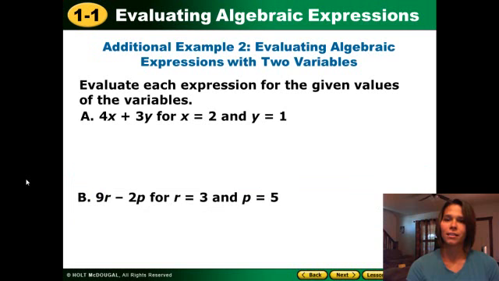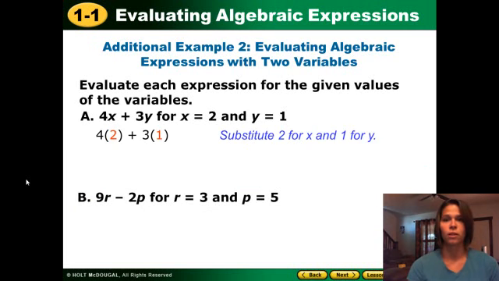Okay, moving on to the next type of example. Sometimes you have more than one variable in an expression, and we can still use order of operations and substitution to solve it. For example A, 4x plus 3y, for x equal 2 and y equal 1. First step, again, always to substitute. And since the 3 and the 4 are coefficients, that's going to mean to multiply. So you can add in a multiplication sign or parentheses. Go ahead and multiply 4 times 2 and 3 times 1. And your last step is to add to get your final answer of 11.